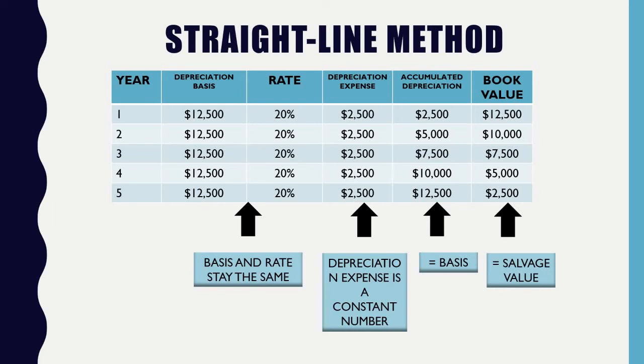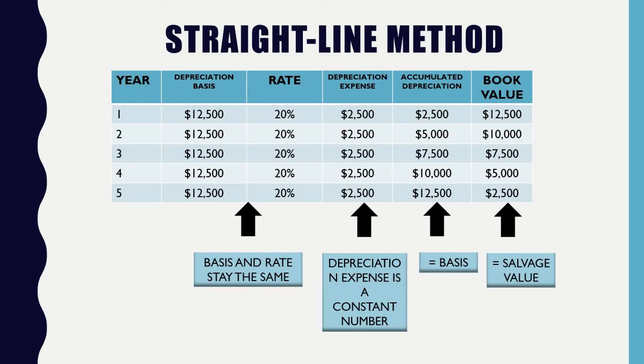Now, the only difference here is how we calculate the accumulated depreciation, which we already know, right? You're just going to keep adding the expense evenly over and over. So you're going to go from 5,000 to 7,500 to 10,000 to 12,500, right? And eventually, at the end of the 5 years of depreciating it, your accumulated depreciation should equal your depreciation basis and your book value should equal salvage value.